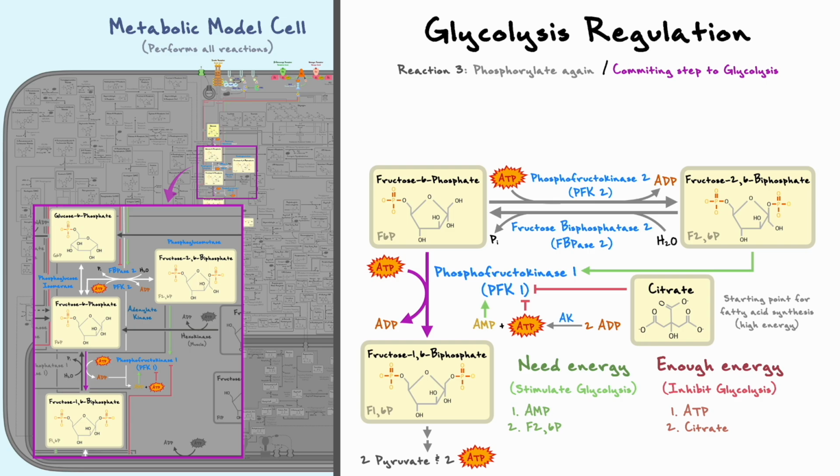But in my opinion, F26P's influence is best appreciated when considering the hormonal control of glycolysis. In terms of the allosteric control, AMP, ATP, citrate, and F26P are the main ones that are considered for that aspect. Now, let's talk about the hormonal control.